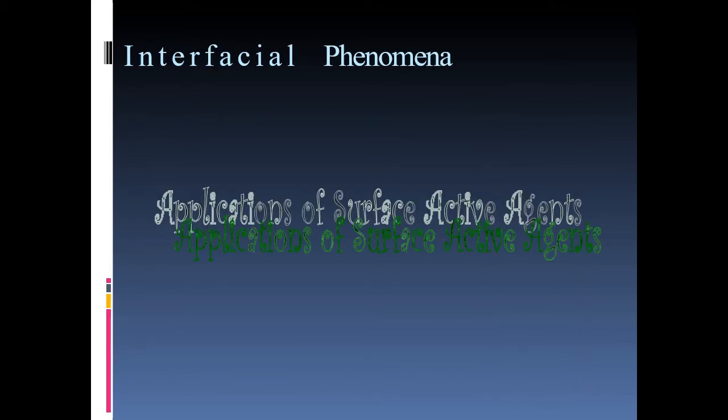When we talk about a surface active agent, we can say that surface active agents are substances which lower the surface tension of the medium in which they are dissolved and the interfacial tension with other phases, and they are positively adsorbed at the liquid vapor interface and other interfaces. Here are the applications of surface active agents.